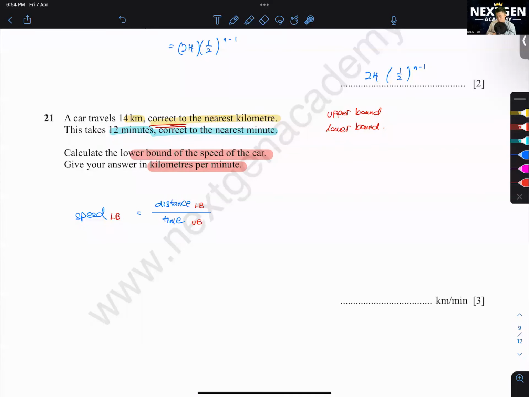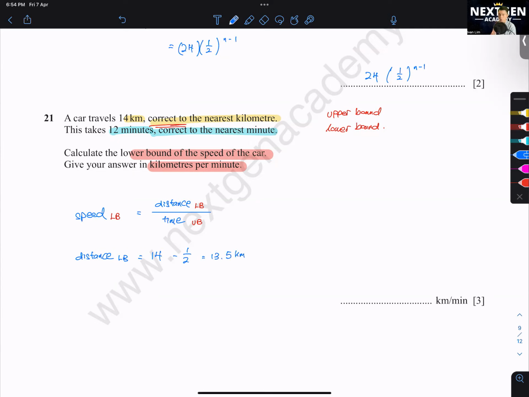This is how I taught you all, right? We use the terms small and big, easier for us to interpret. So you don't need to find your entire upper bound and lower bound. Just find the things that you need. So let's find our distance lower bound first. Distance is 14. They say correct to the nearest kilometer, so minus 1/2. This will be 13.5 km.